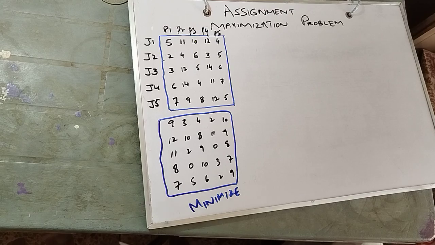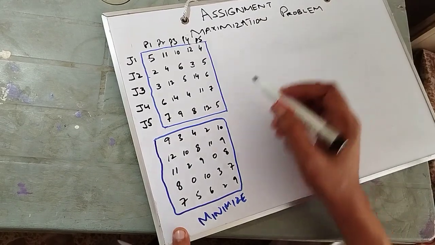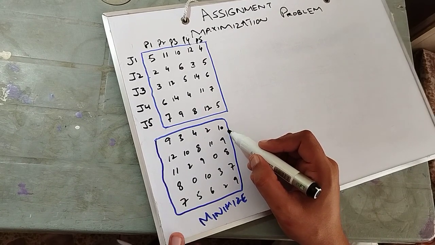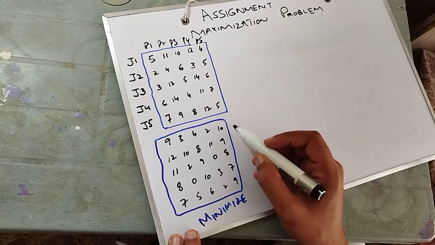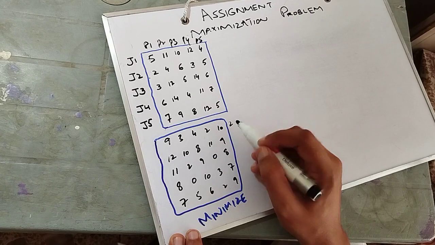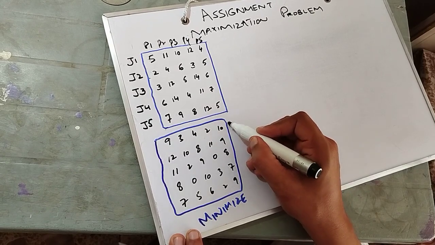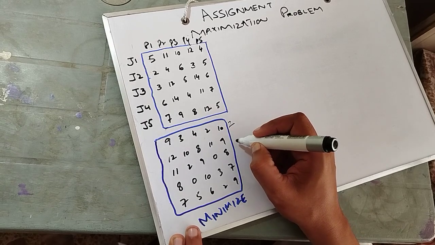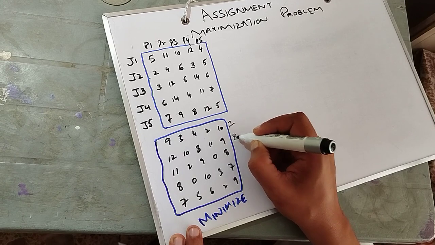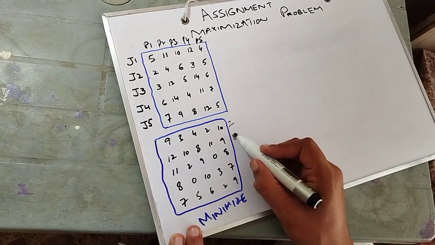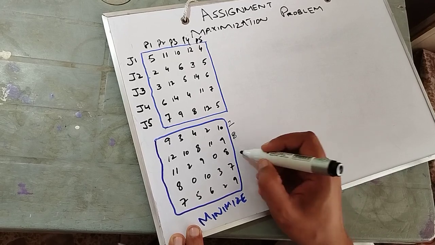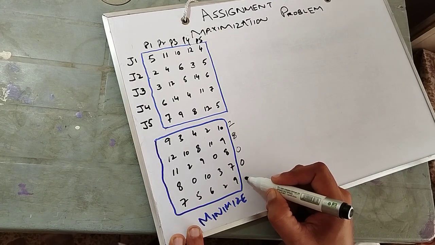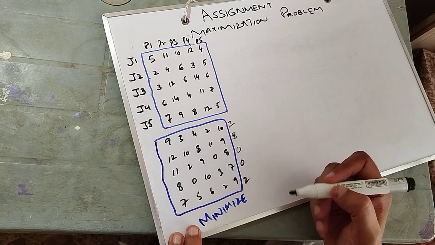Next step is to reduce its rows with the lowest value. So 2 is here. 2 is here. And 8 is here. And 8 is here. 2 is here. 0 is here. 0 is here. And 2 is here. So 2, 8, 0, 0, 2.